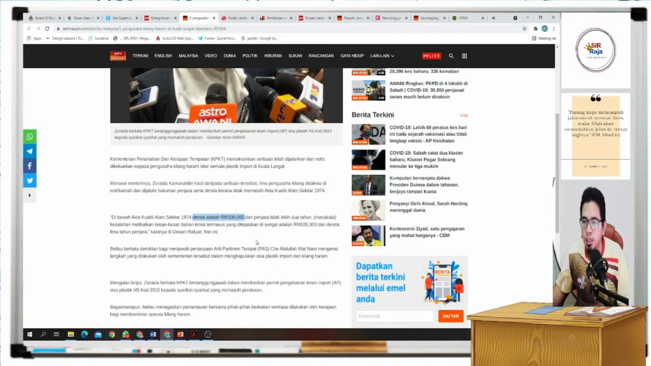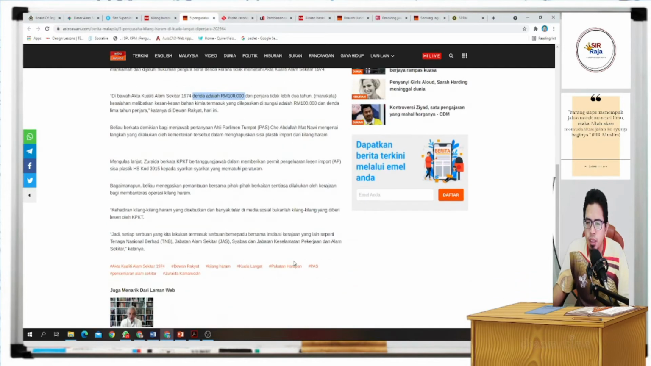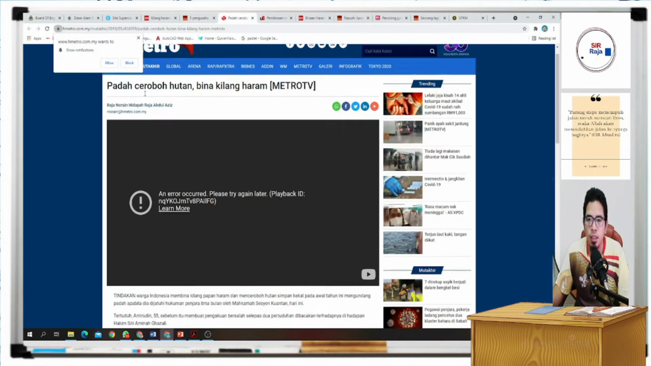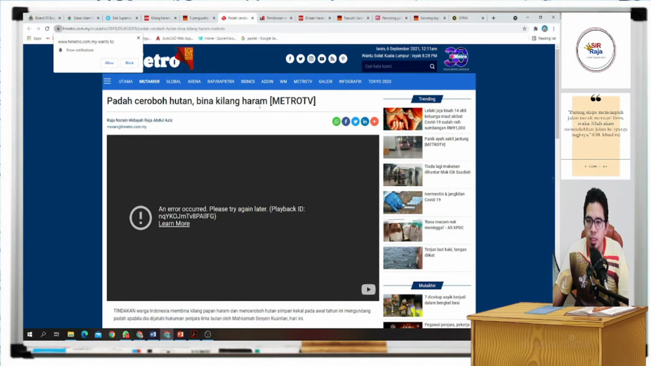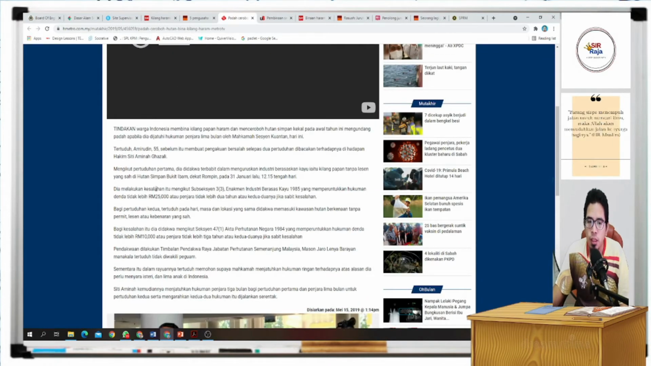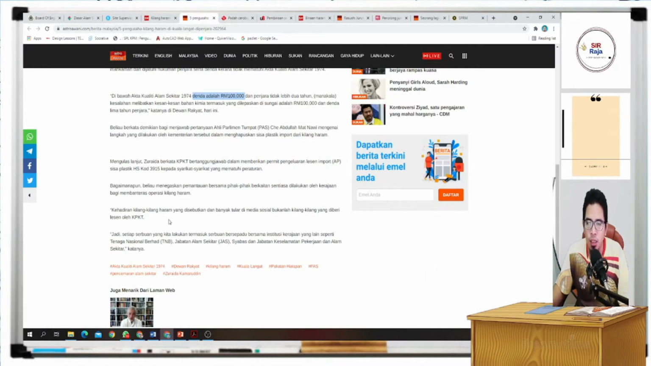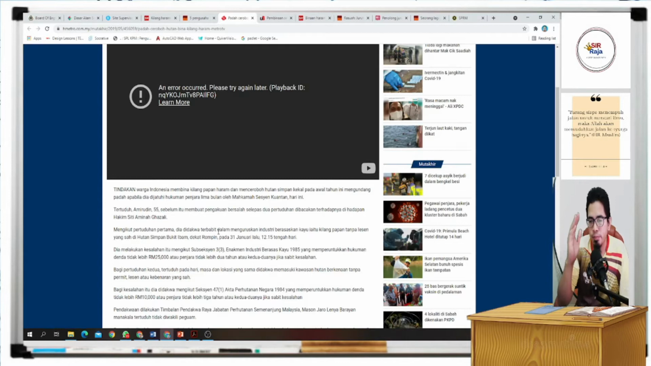Or maybe it will be suspended, digantung, temporarily within a certain period. So this is again some of the examples that you can look at in the news. This kilang here, we're talking about kilang papan haram. These people are not just going to be charged with, you know, Jabatan Alam Sekitar whatsoever.